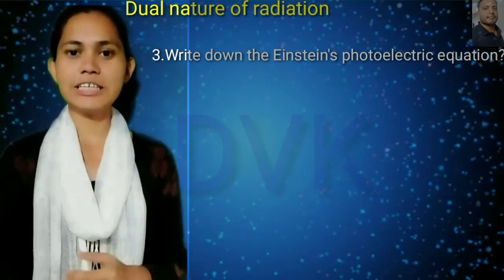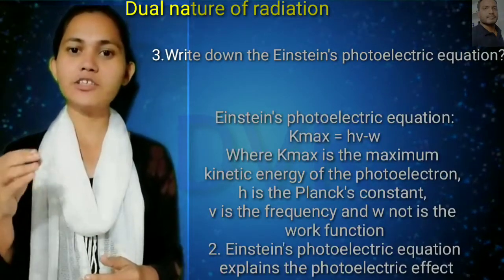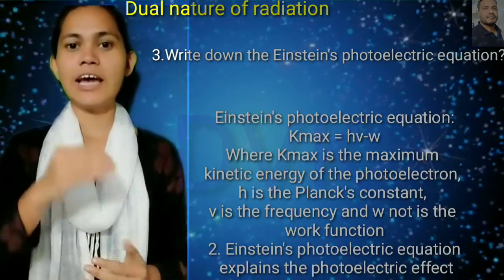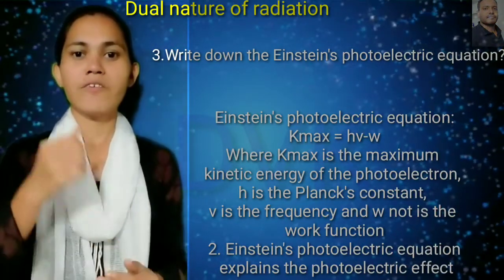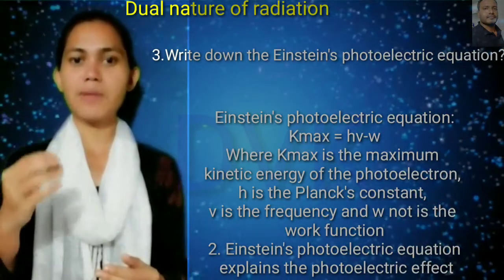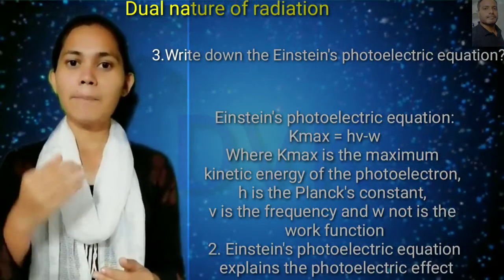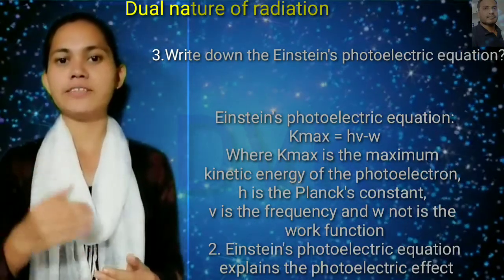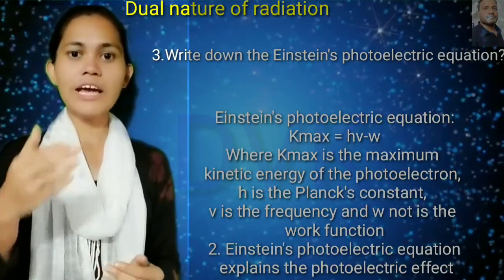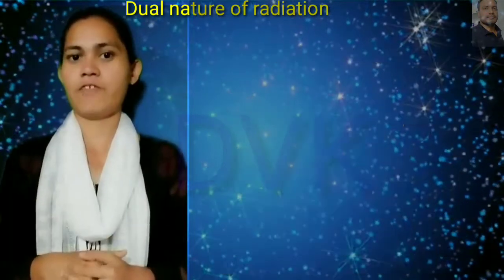The next question is, write down Einstein's photoelectric equation. Einstein's photoelectric equation is K max is equal to h nu minus W naught, where K max is the maximum kinetic energy of the photoelectron, h is the Planck's constant, nu is the frequency of incident light, and W naught is the work function. Einstein's photoelectric equation also explains the photoelectric effect.